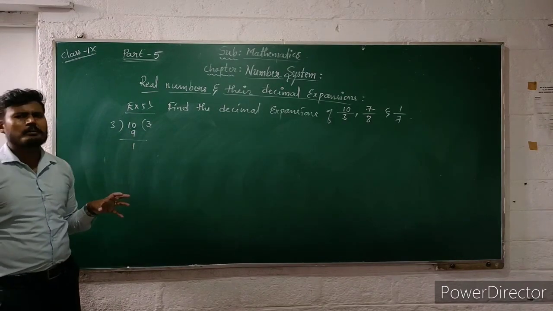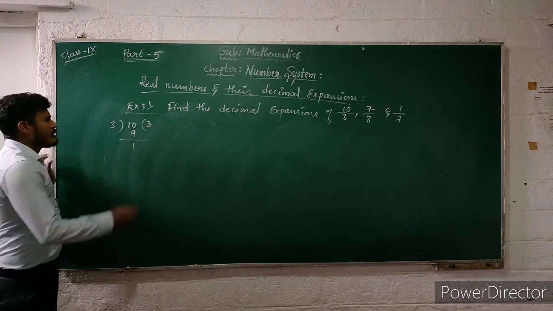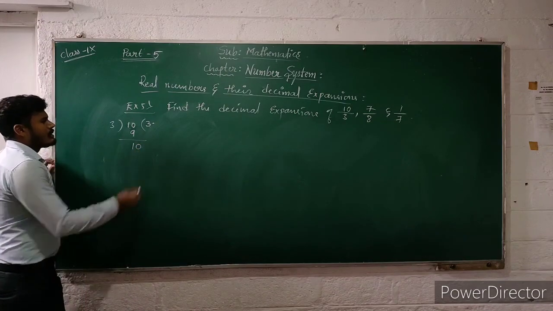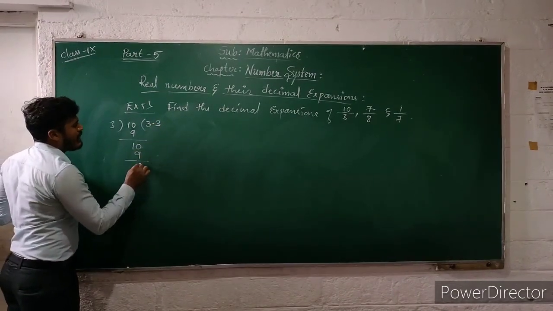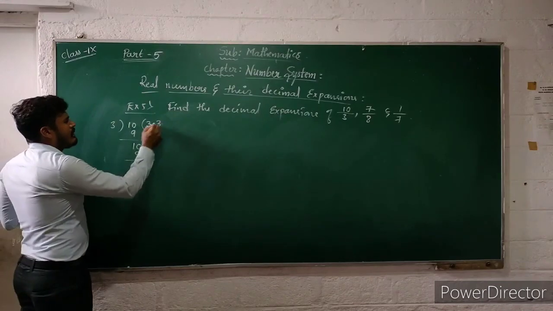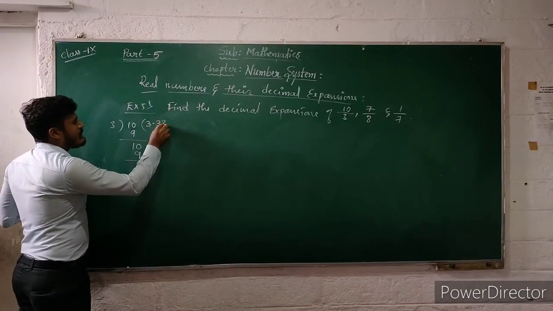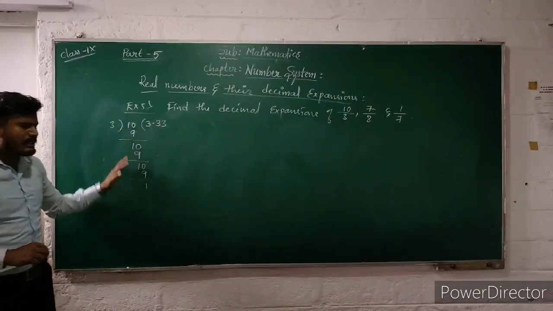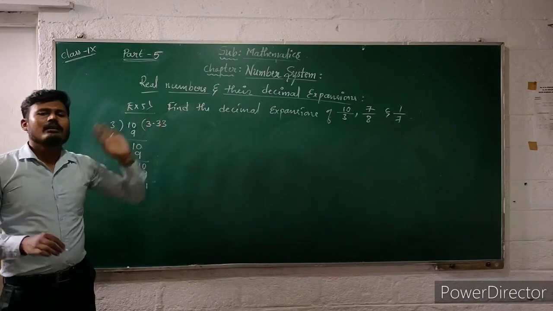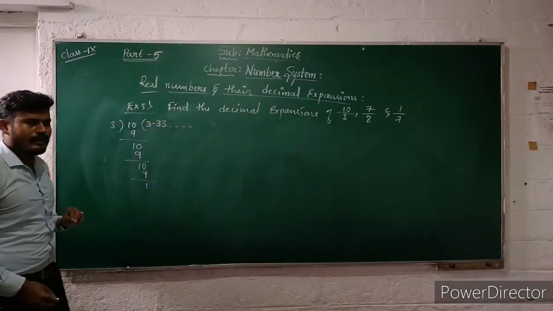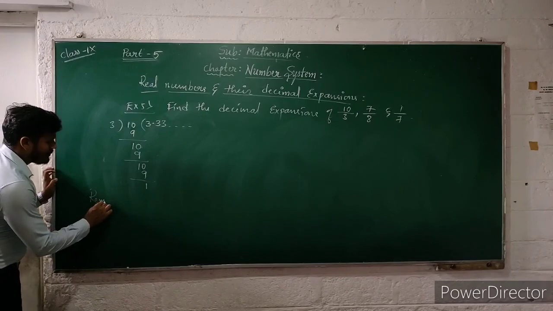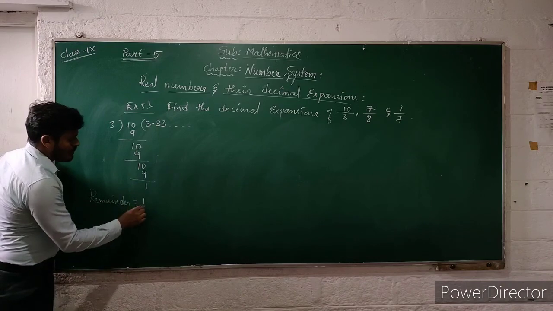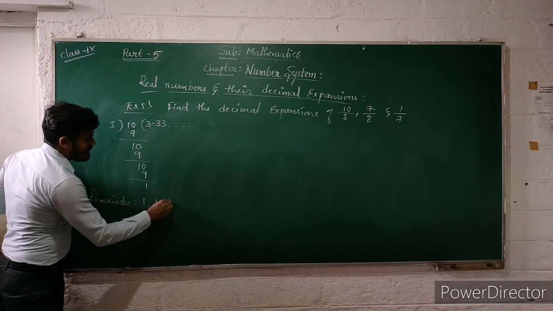You all know about the long division process, isn't it? So 1 is less than 3. So put a point here and take down 0. Then 3 3s are 9. Then again the remainder is 1. Then point is here, then 0. 3 3s are 9. If you continue the steps, you will get the quotient 3 again and again. So here the remainder is 1 in the first step, 1 in the second step, 1 in the third step and so on.